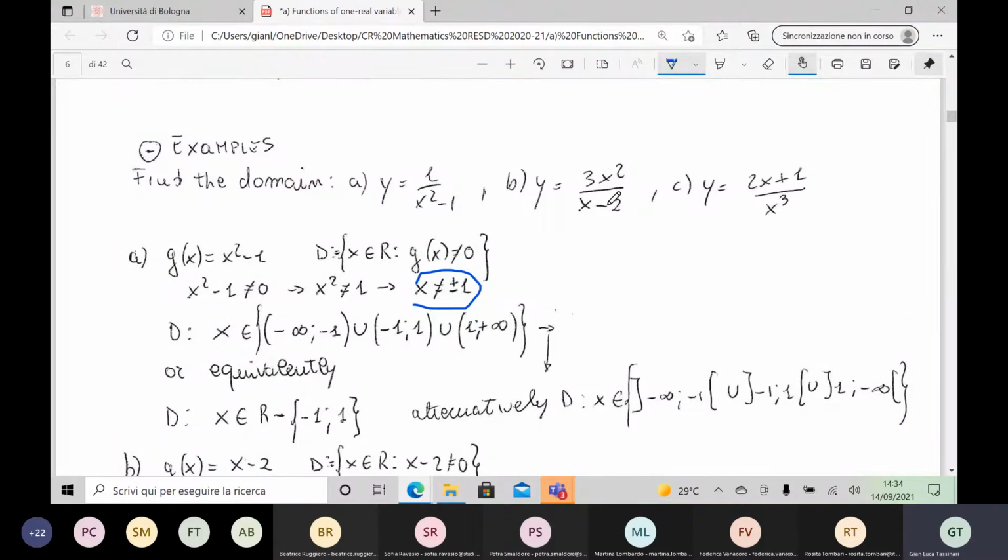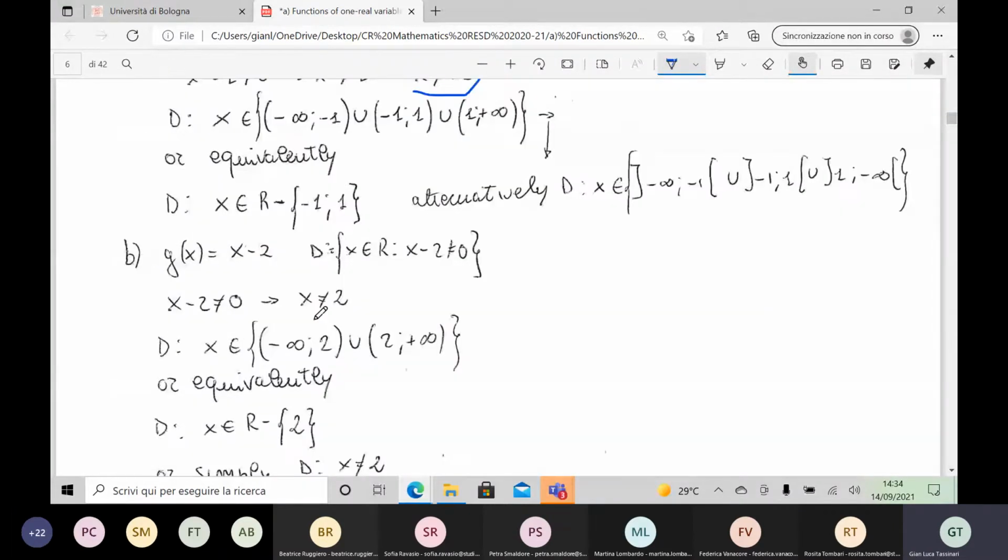A rational function, which is the ratio of a polynomial function of order 2 and a polynomial function of order 1. You have simply to require that the denominator is different from 0. So x minus 2 different from 0, which implies x different from 2. And again, this is the poorest way to write it.